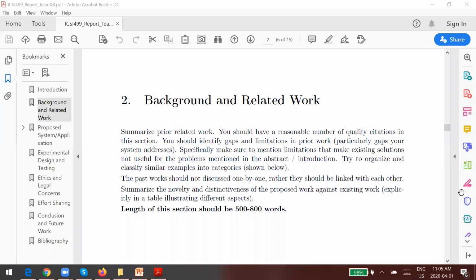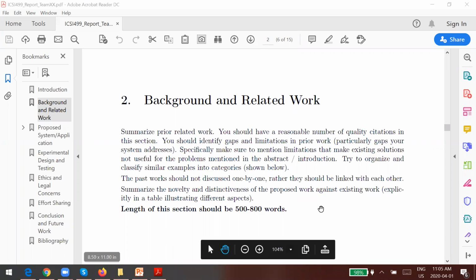All right. Again, the past work should not be discussed one by one; rather, they should be linked with each other, and you should summarize the novelty and distinctiveness of the proposed work against the existing work explicitly in a table illustrating different aspects. And the length of this section would be around 500 to 800 words.